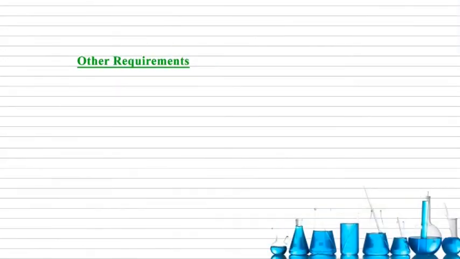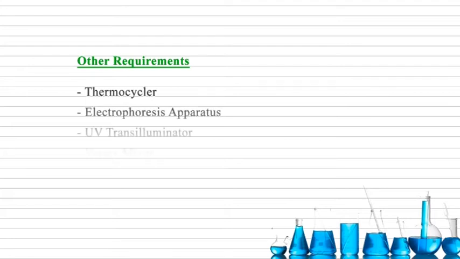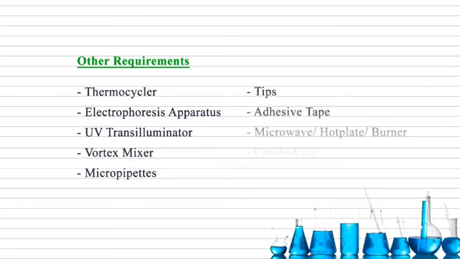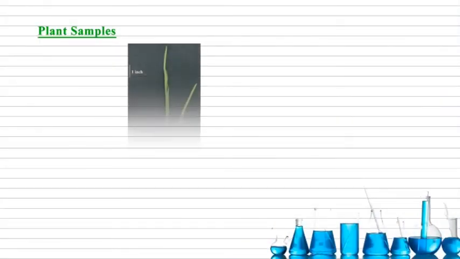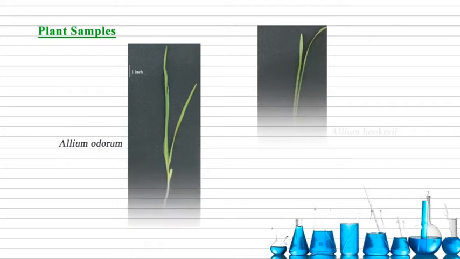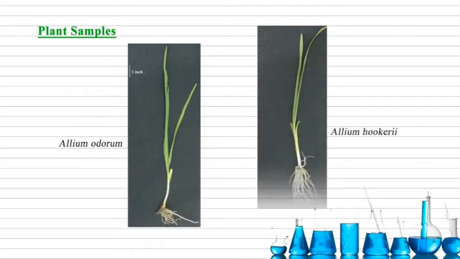Next, let us see the other requirements. The other requirements include thermocycler, electrophoresis apparatus, UV transilluminator, vortex mixer, micropipettes, tips, adhesive tape, microwave or hot plate burner, crushed ice, gloves, etc. Next are the plant samples. Young leaves of Allium odorum and Allium hookeri will be used as plant samples for the experimentation.